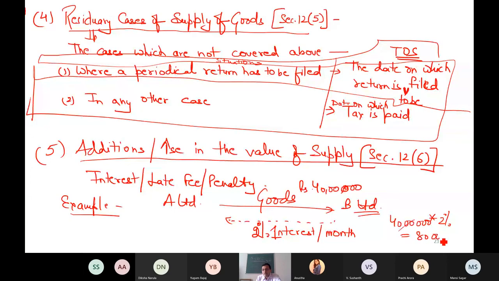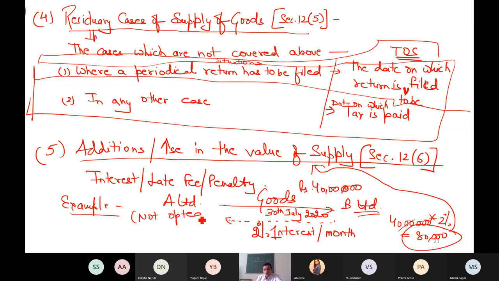80,000 is what? Increase in the value of supply. Now, A Limited supplied these goods, for example, on 30th July 2020, and A Limited has not opted for composition levy. On 30th July, goods were supplied, so invoice has to be issued.